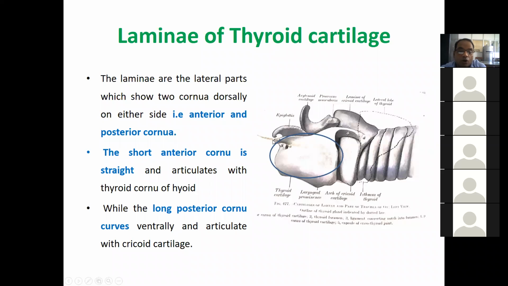So this anterior cornu is short and straight, whereas the posterior cornu is almost long, and it is curved and articulates with the cricoid cartilage. You see the cricoid cartilage, and the posterior cornu that articulates with the cricoid cartilage is curved, whereas the anterior cornu is almost straight.